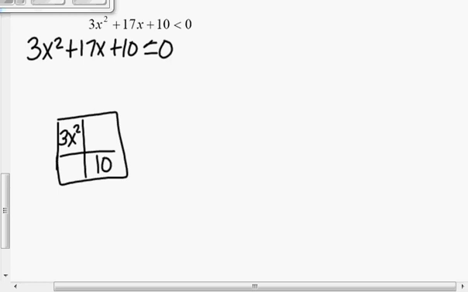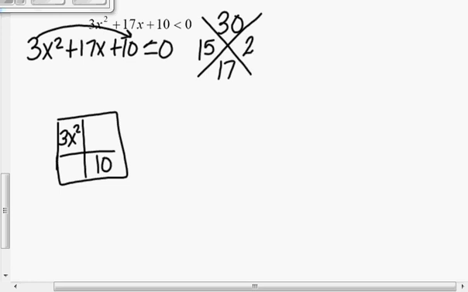So we multiply 3 by 10, and we end up getting 30. So what factors of 30, since it's positive, add to give us 17? It's 15 and 2. And they're both going to be positive since 17x is positive. So we get 15x, we get 2x.